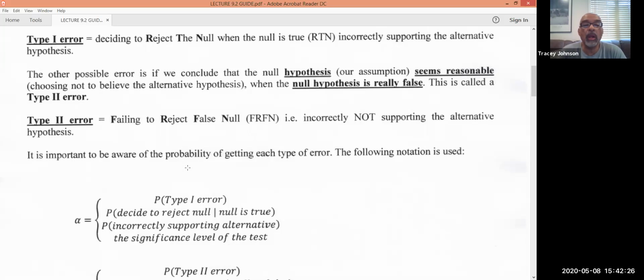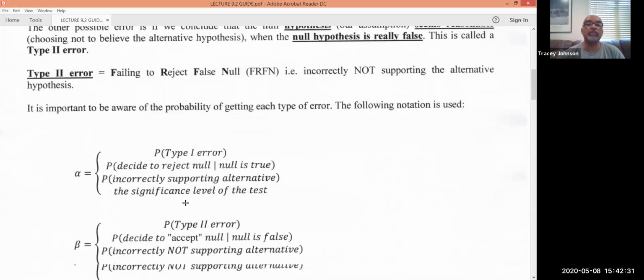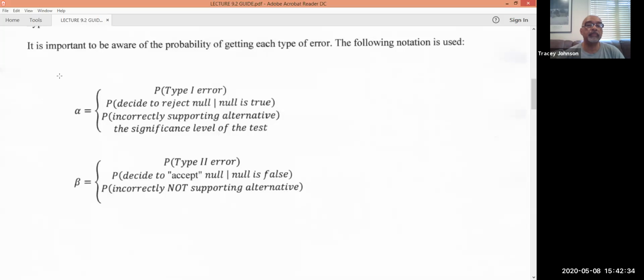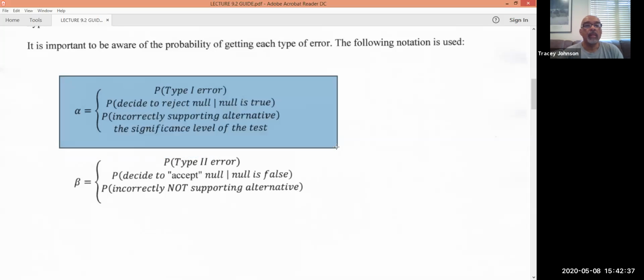It is important to be aware of the probability of getting each type of error. The following notation is used. Alpha. Now remember, this is our significance level. It is the probability of making a type 1 error, which is the same as the probability of deciding to reject the null when in fact the null is true, which can also be interpreted as the probability to incorrectly support the alternative hypothesis. So alpha is the significance level of the test, as mentioned.